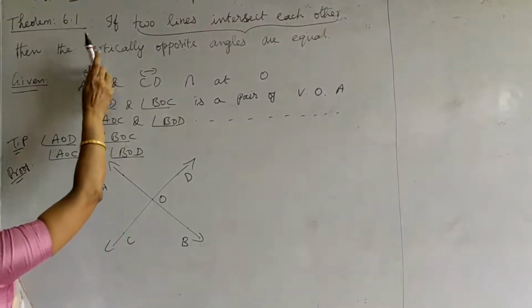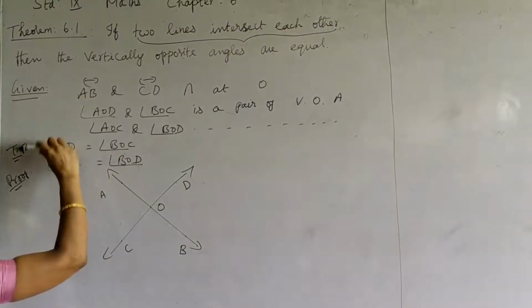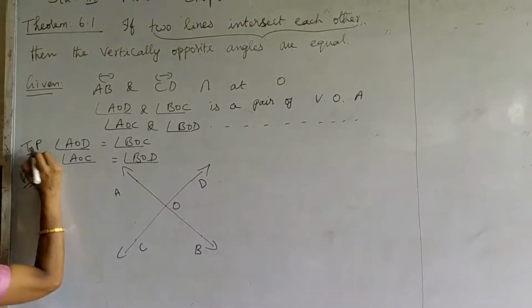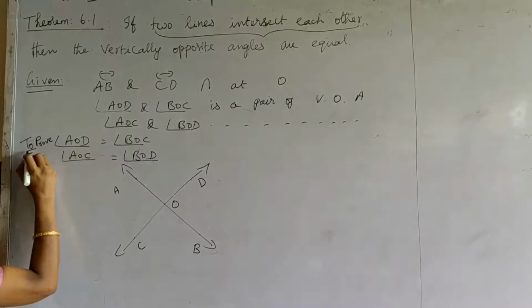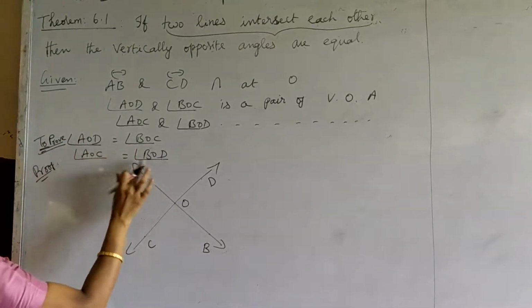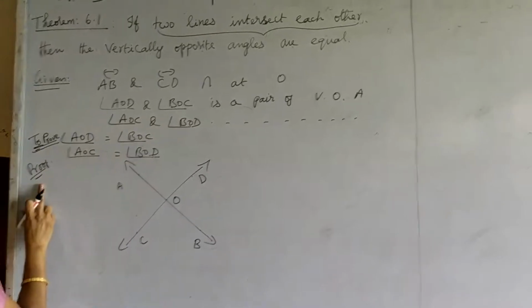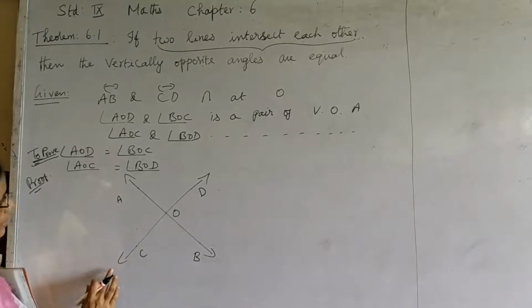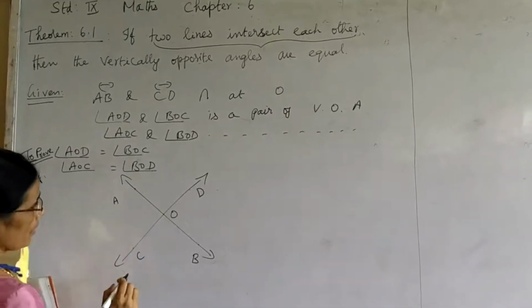So let us understand the theorem again. I think first time you are all learning the theorem. There exist three parts in the theorem called given, to prove, and proof. To prove means what is the question asked in the theorem. We have to prove vertically opposite angles are equal. Proof is method of explaining the answer. How we are going to get the answer. So here the figure is drawn.